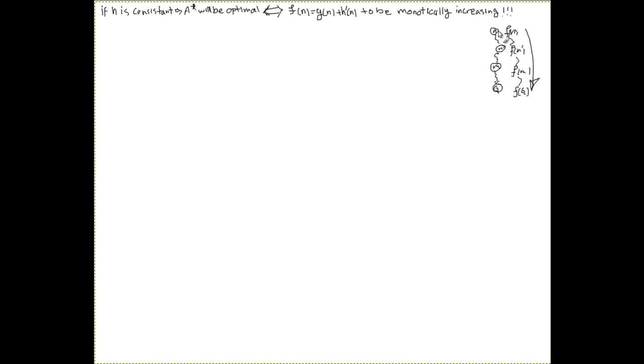This is actually useful because if you've got monotonically increasing f cost, it means that the first goal you reach will have the lowest cost, which then will make A star optimal.